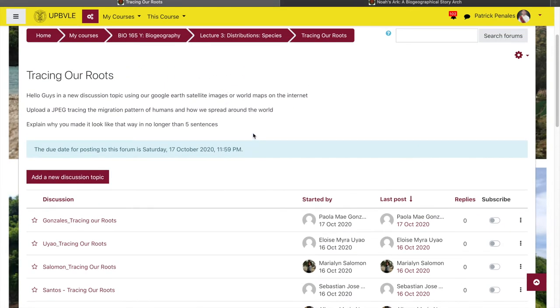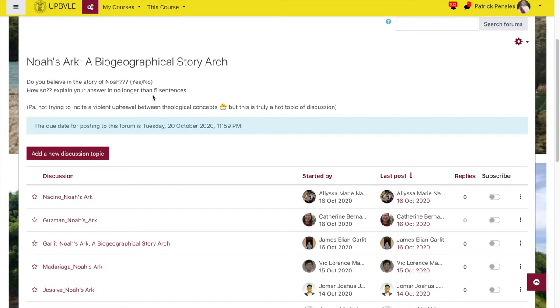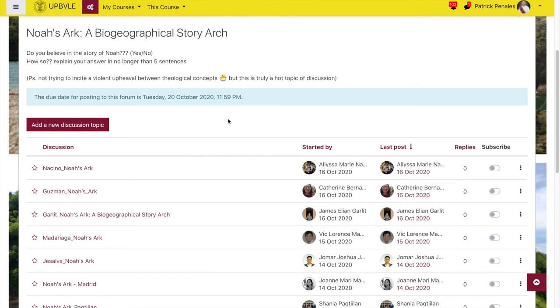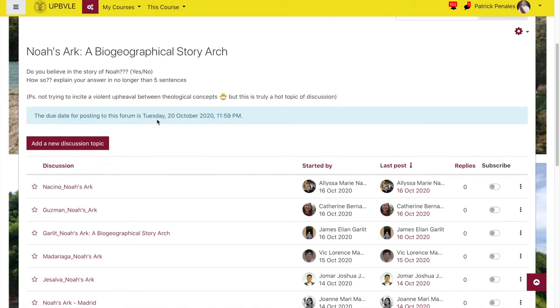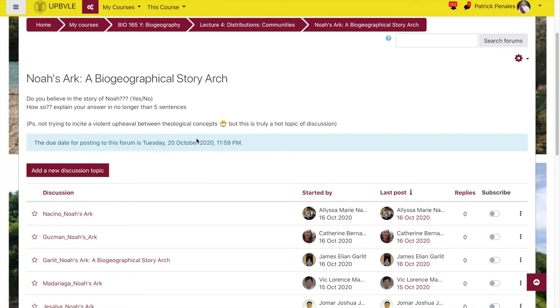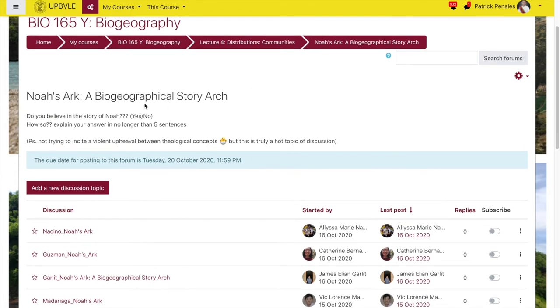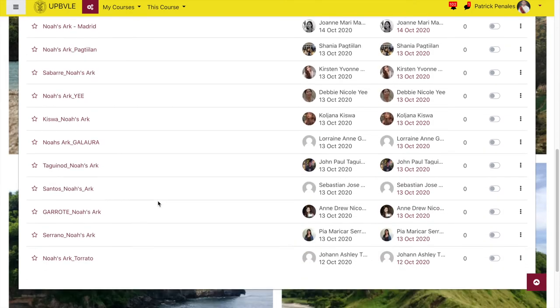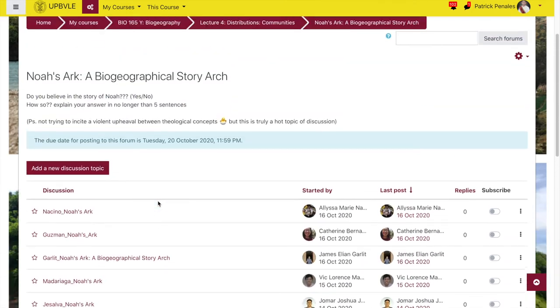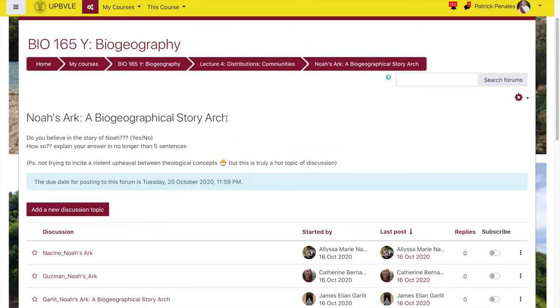How we have migrated from Africa, Sub-Saharan Africa, to the different areas of the world. And for the last part, the deadline for this activity is still on October 20. So you can still post or update your answers on your different views on the Noah's Ark.